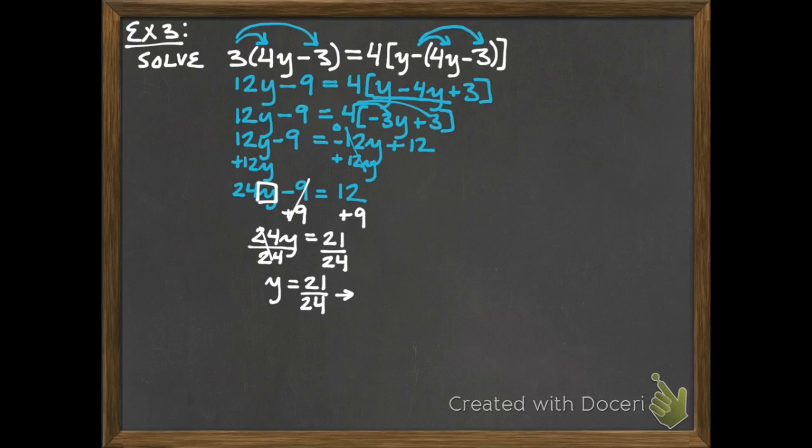So I see that you could also do this in a calculator, but I see here that 21 and 24 both share a common factor of 3. So I could divide both the numerator and the denominator by 3, and that leaves me with y equaling 7/8 as my final answer.